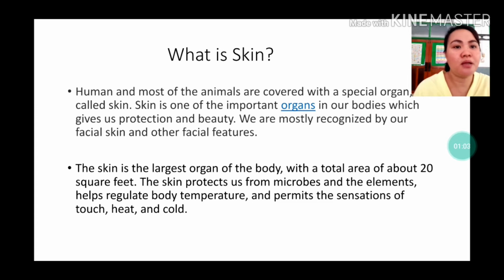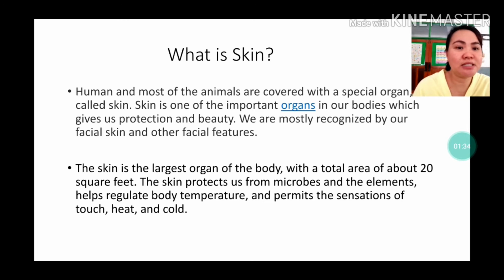Humans and most animals are covered with a special organ called skin. Skin is one of the important organs in our bodies which gives us protection and beauty. We are mostly recognized by our facial skin and other facial features. For example, if you are Asian, you have a brown skin tone. If you are an American Caucasian, you have a whiter tone.